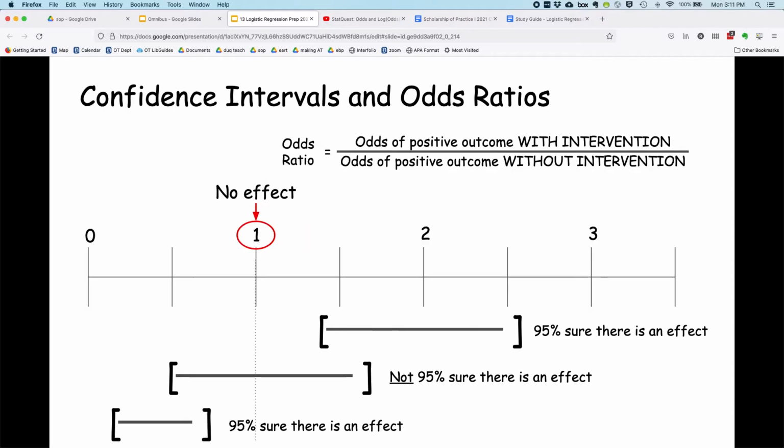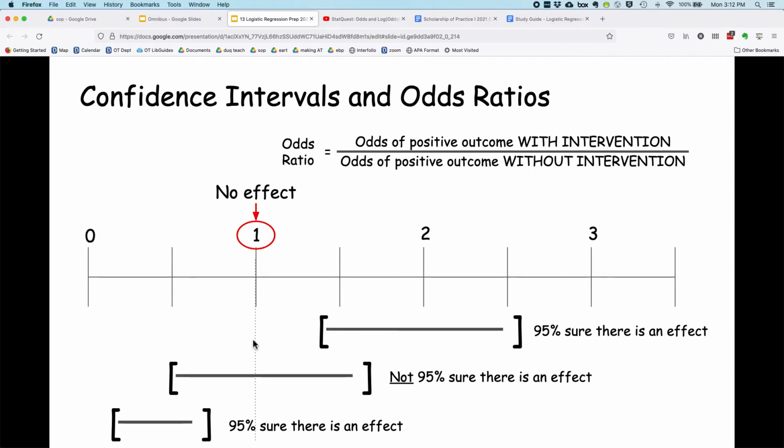We can also look at confidence intervals of odds ratios. So here's the formula for odds ratios. It's the odds of a positive outcome with the intervention over the odds of a positive outcome without the intervention. If the odds ratio is equal to 1, that means there's no difference between these two odds. There's really no effect of this intervention.